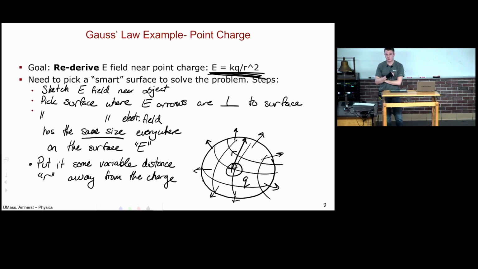OK, everybody done writing? OK, I'm going to move to the next slide. So I see people are still writing. I'll let you guys. These are important steps.